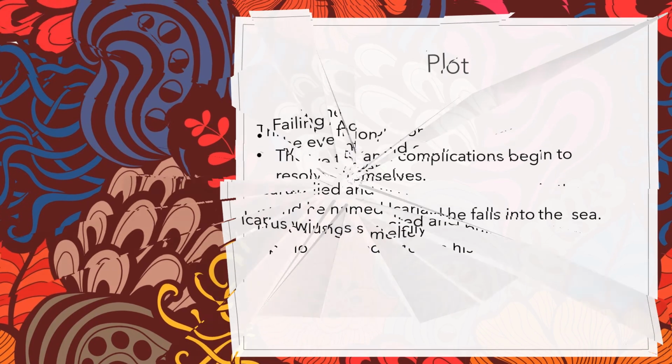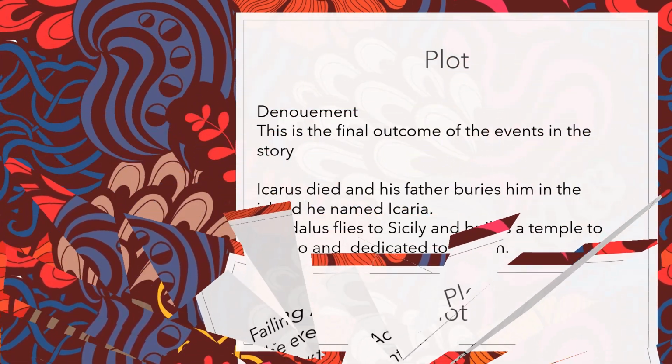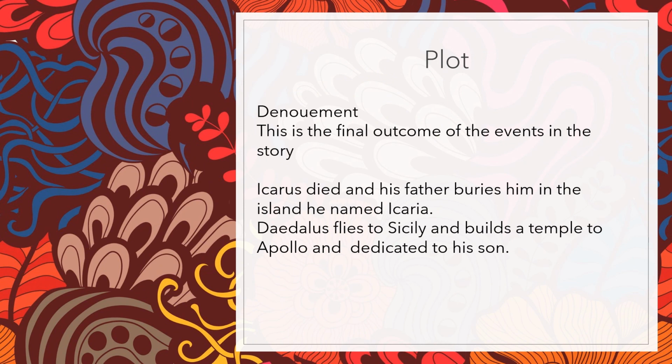And now we reach denouement. And denouement is the final outcome of the events in the story. And in this story, Icarus died and his father buries him in the island named Icaria. Daedalus flies to Sicily and builds a temple to Apollo and dedicates it to his son. It should say dedicated to his son, okay? Yeah, to his son, it's correct.